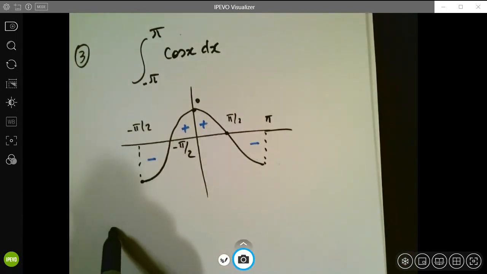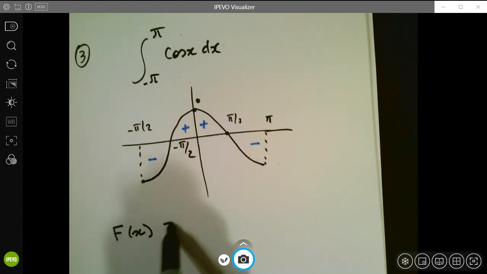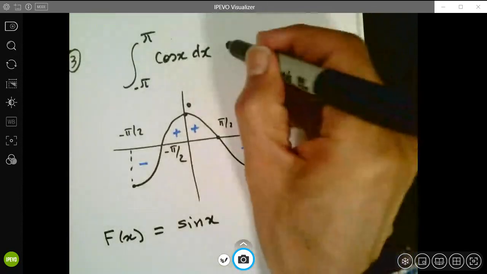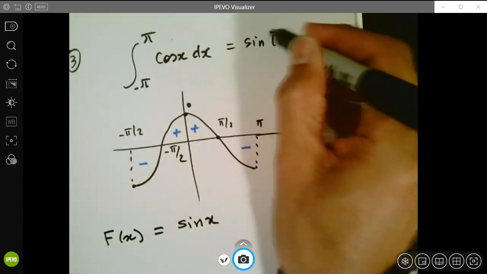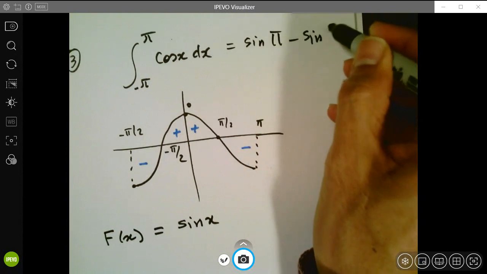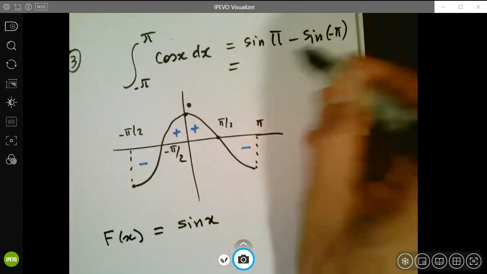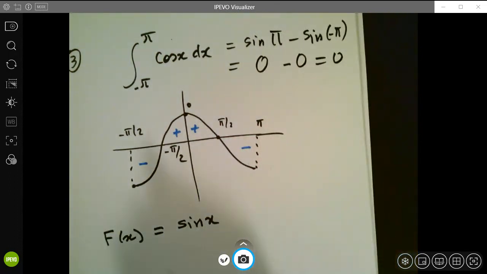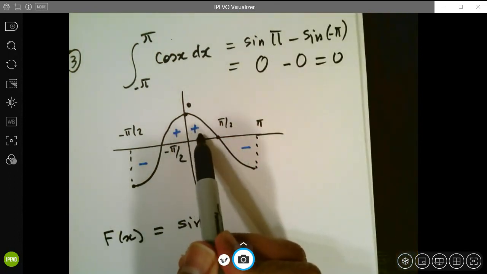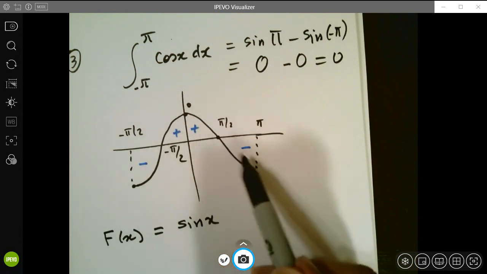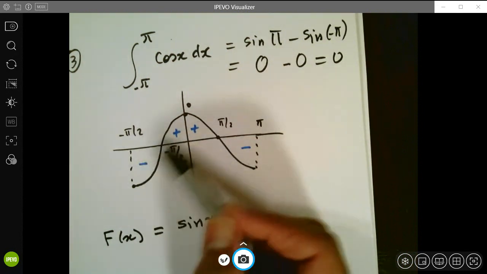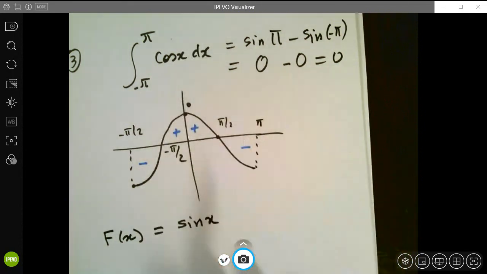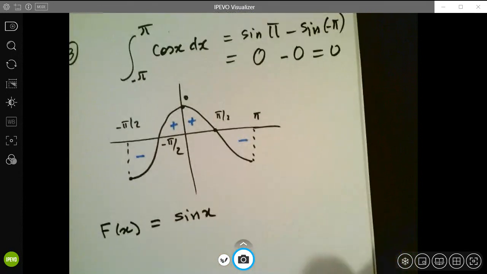Now what is one antiderivative here? It will be just sine x. So now it will be sine of pi minus sine of minus pi, which is 0 minus 0. You can see why, because this one is the same as this one in terms of area, and this one is the same, but they cancel each other. So that's why the algebraic surface area, you can say, is 0.